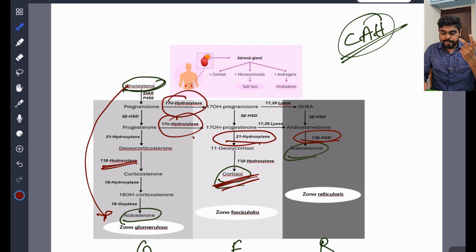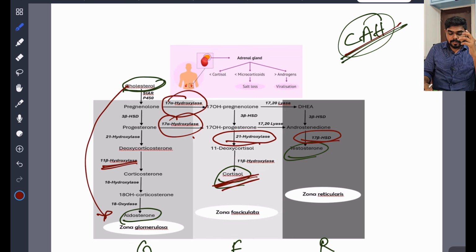Okay, so we have the adrenal gland. It will synthesize cortisol, mineralocorticoids, and androgens. How they are prepared, where they are prepared, this is important. So GFR: glomerulosa, fasciculata, and reticularis. You remember, like GFR in alphabetical order. Aldosterone will come here, cortisol will come here, and testosterone will come here. GFR, ACT. Clear? So this CAH pathway you should know.